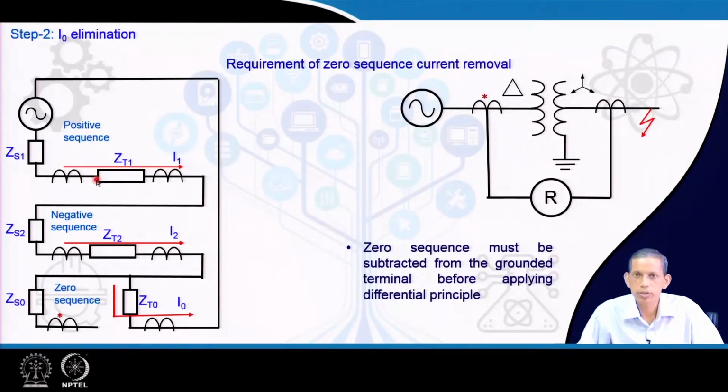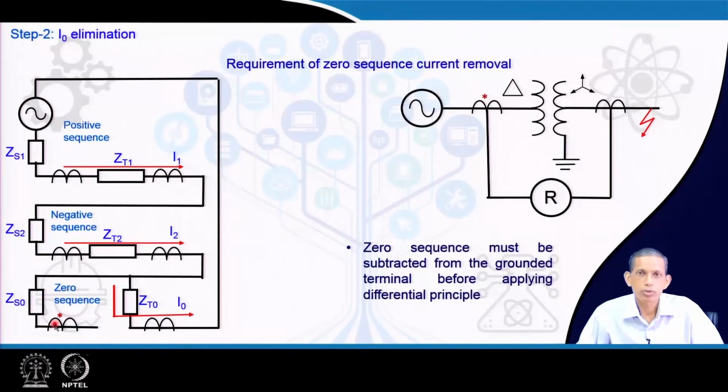which are to the left and right, on the delta side and the star side, in both the CTs positive sequence current flows, negative sequence current also flows, but the 0 sequence current flows only in the right hand side CT, that is the star grounded side CT. No 0 sequence current flows on the delta side.